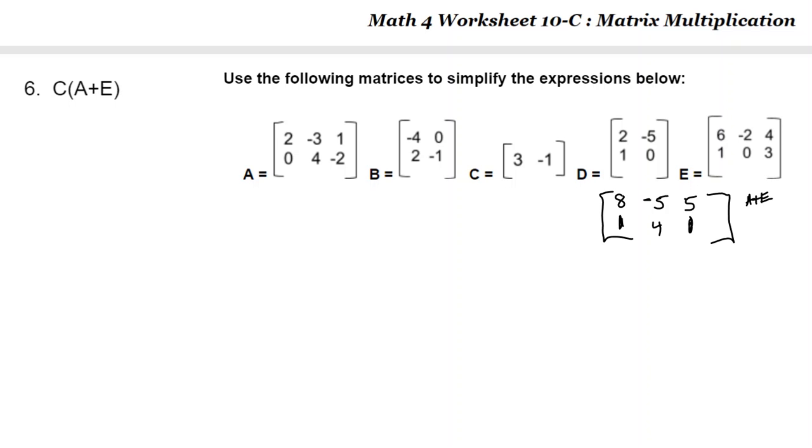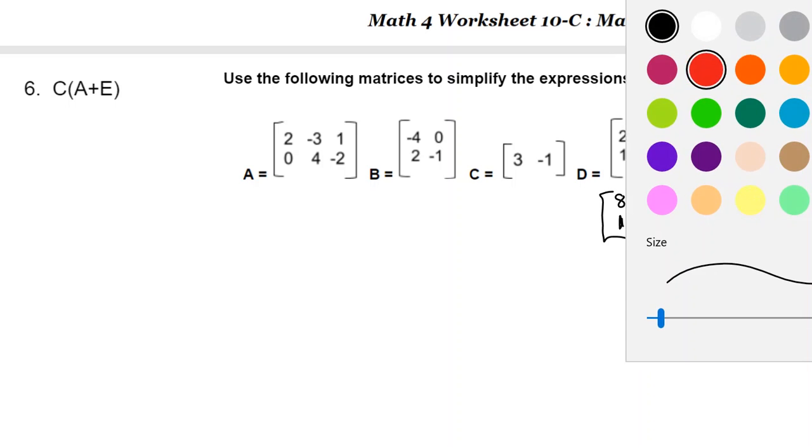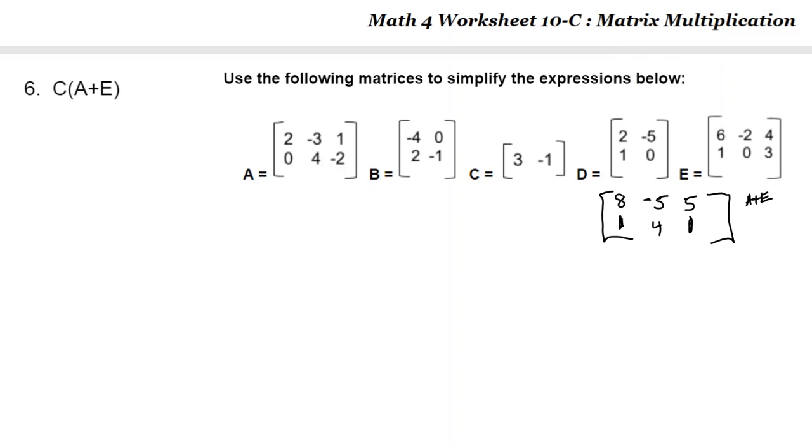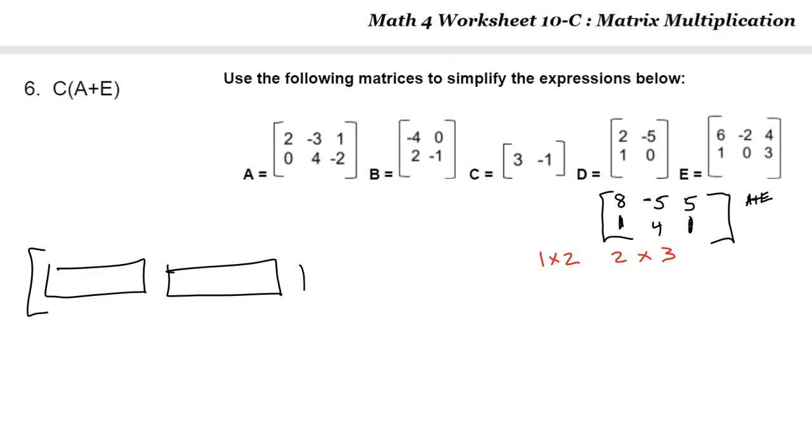Now, C times D is going to be a 1 row, 2 column. This is 2 rows and 3 columns. So our answer is going to be a 1 by 3. This is going to be interesting. 1 row, 3 columns. That's what our answer is going to look like.